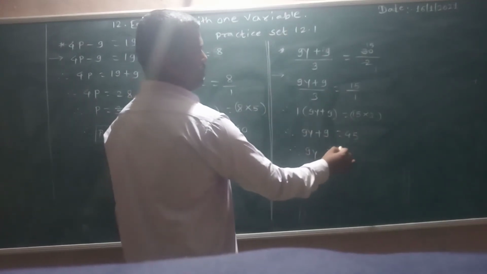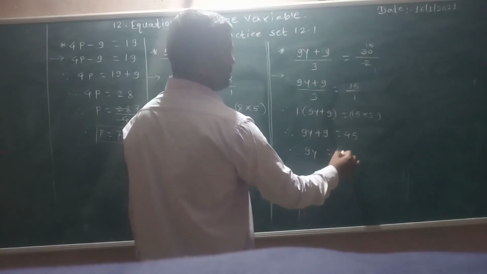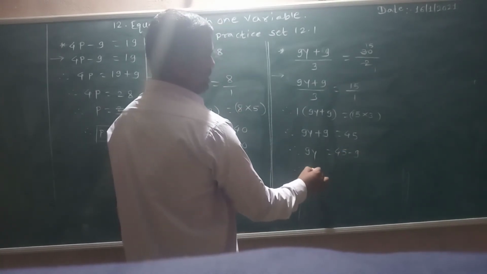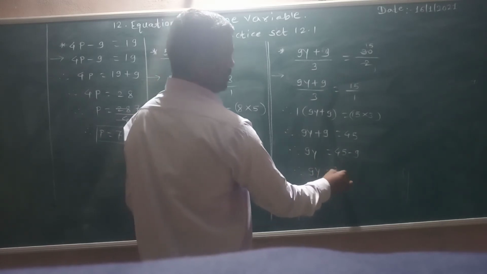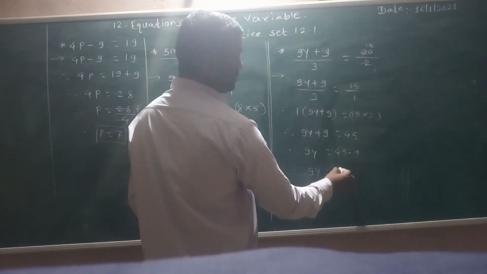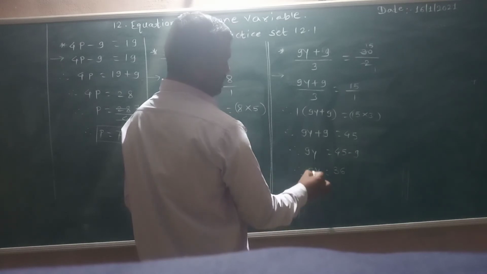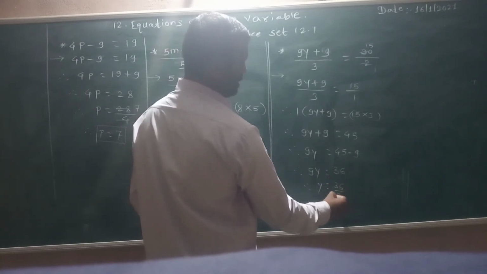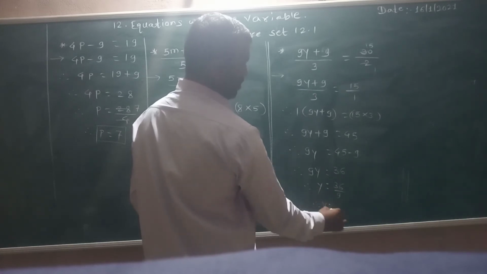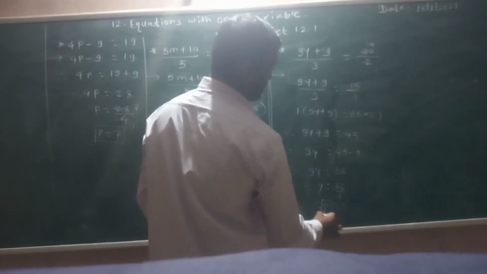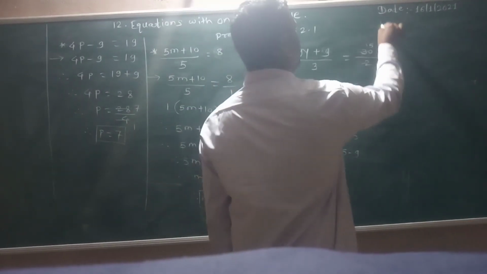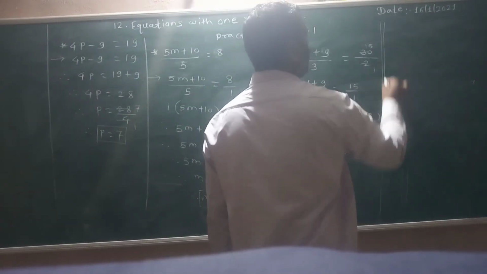9y is equal to 45, plus 9 becomes minus 9. 9y is equal to 36, into 9 becomes divided by 9, that is y is equal to 4. This is the solution of the given equation. Let us see one more example.